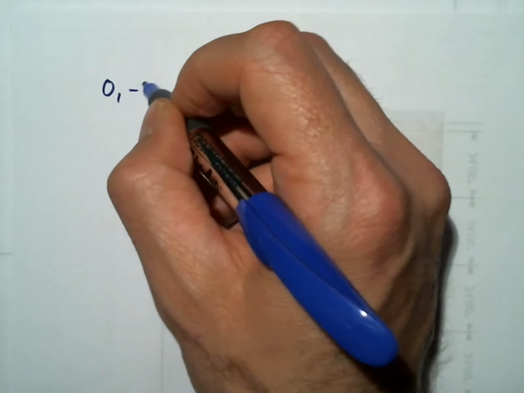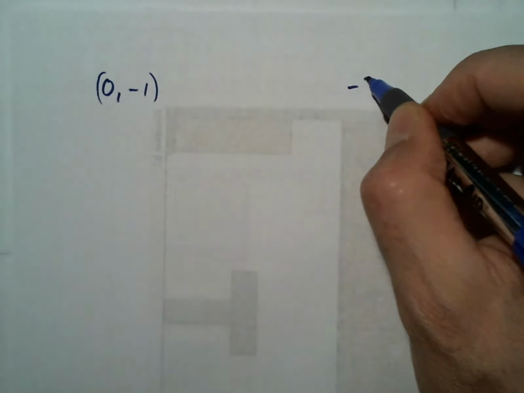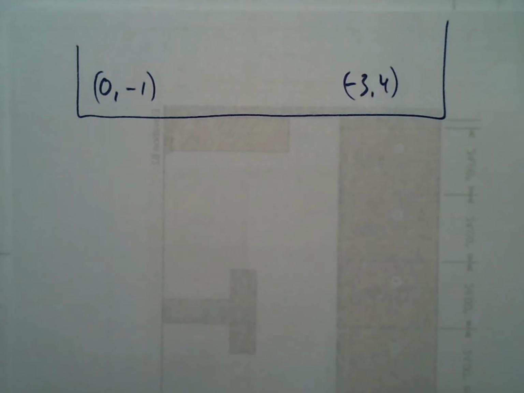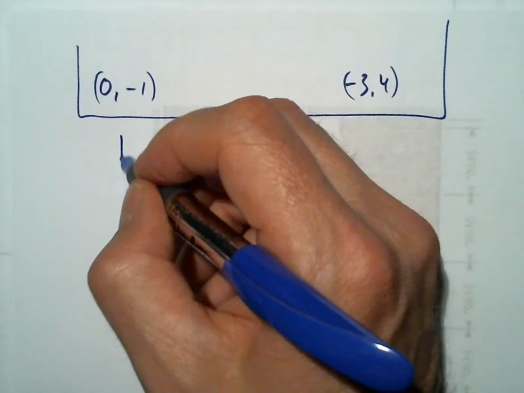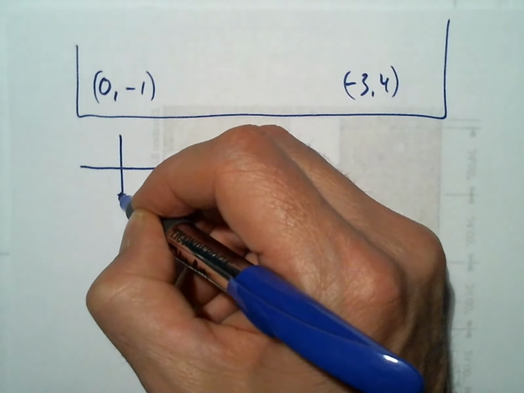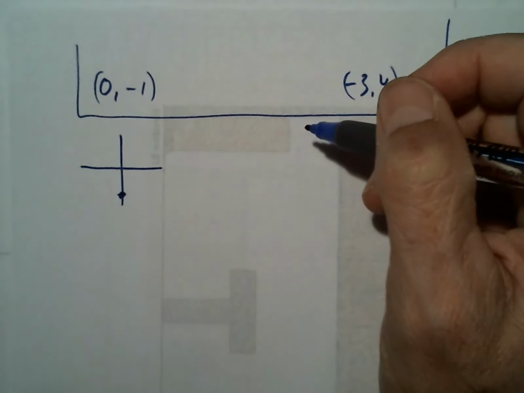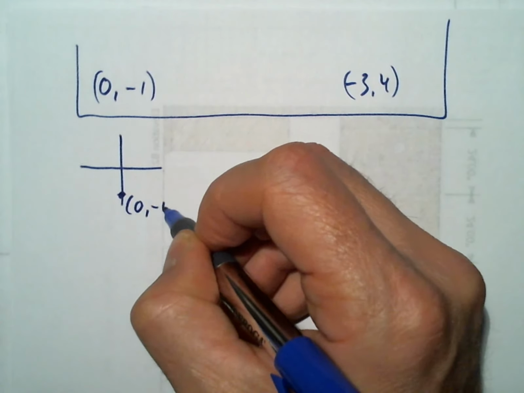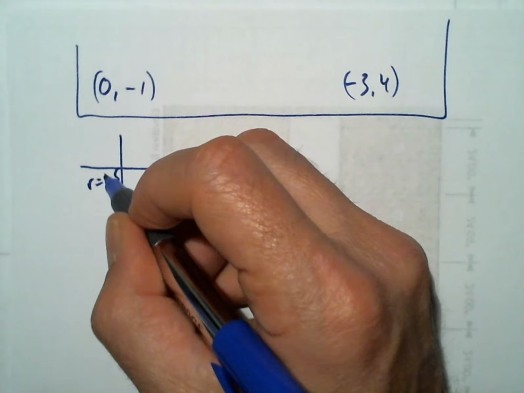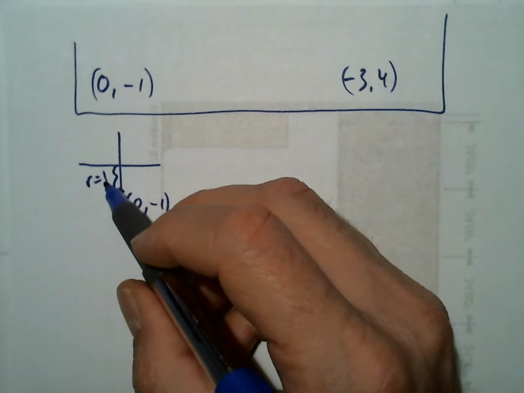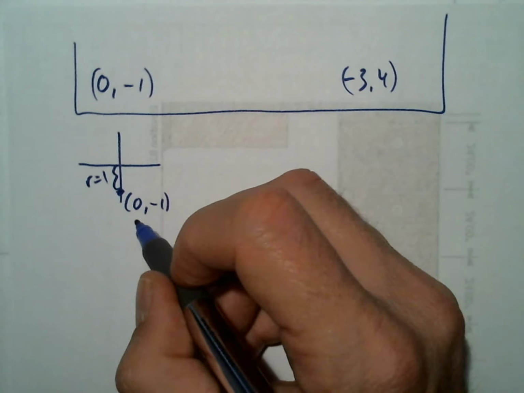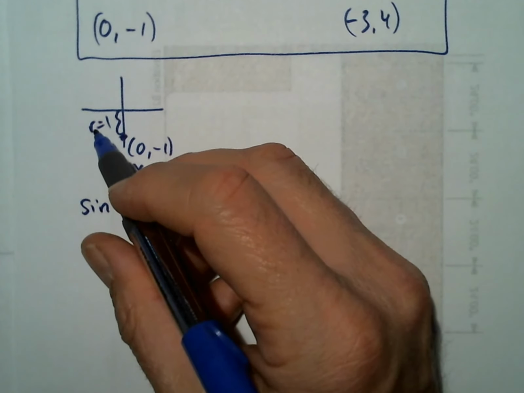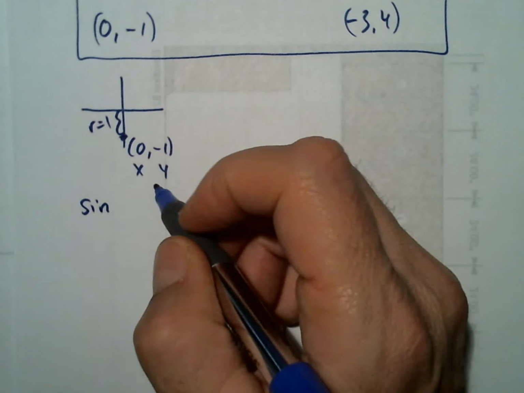Same question. Try those. Pause the video. So we have an angle at 0, negative 1, and the radius is 1. We'll always have a positive radius for now. For this whole chapter and the next chapter, the radius will be positive.